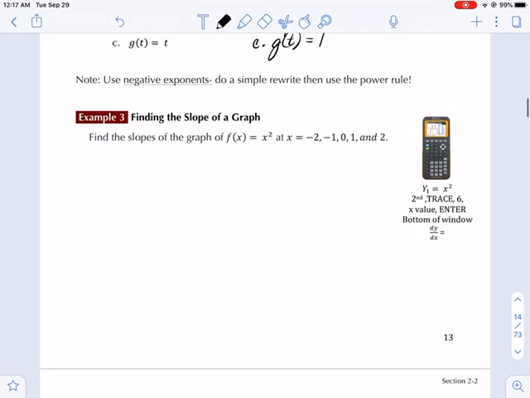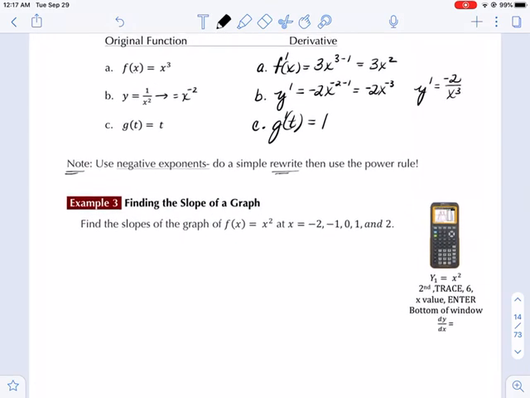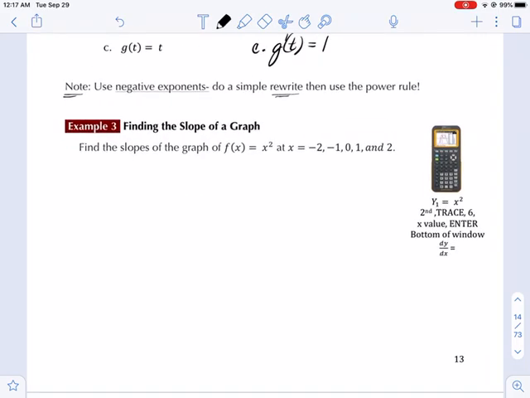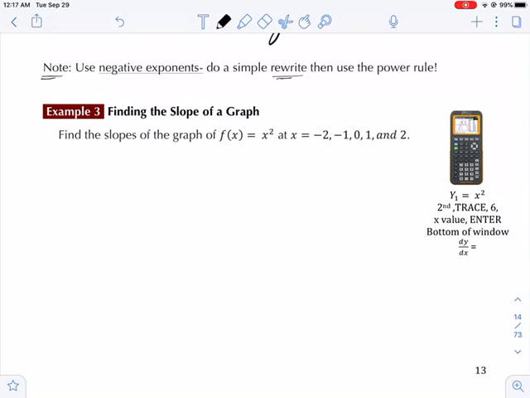So we very often, oh, by the way, I have a little note here: use negative exponents, do a simple rewrite, okay? And I've already covered that in example 2b. So example 3, find the slopes of the graph of f of x at x is equal to negative 2, negative 1, 0, 1, and 2. And so you could use your graphing calculator, or if you don't have a graphing calculator, use your phone with your 84 graph or whatever version you have on your iPad. Either would work. So just to check to see what answer you would get.